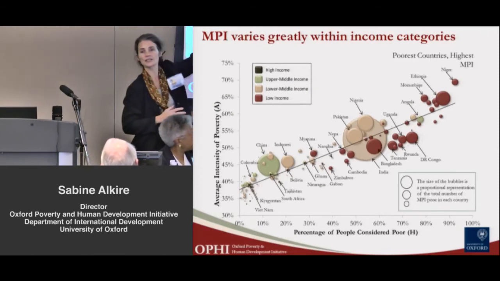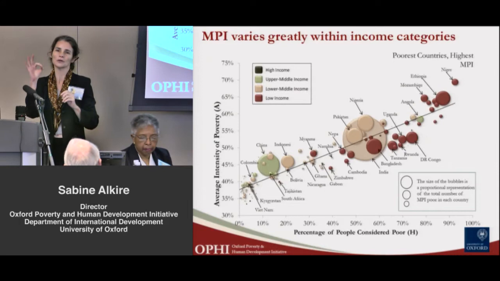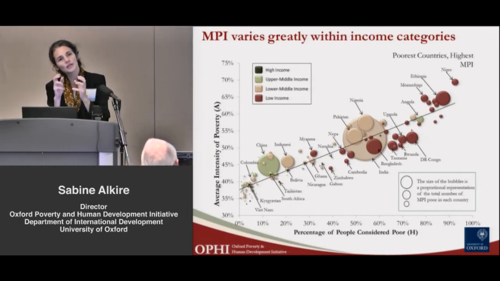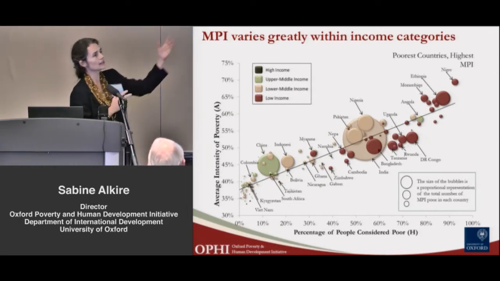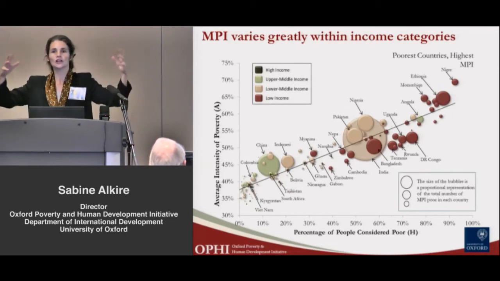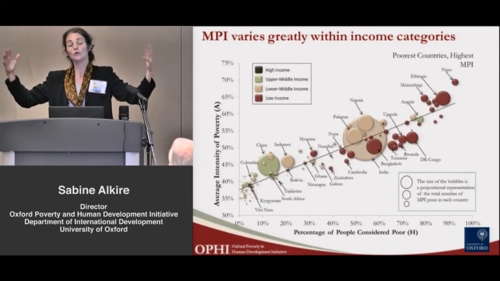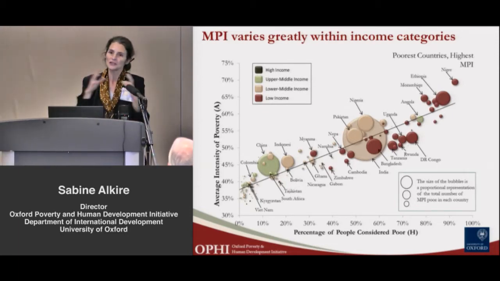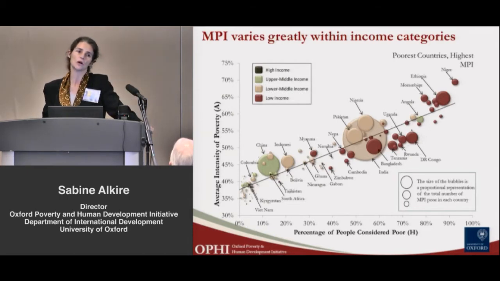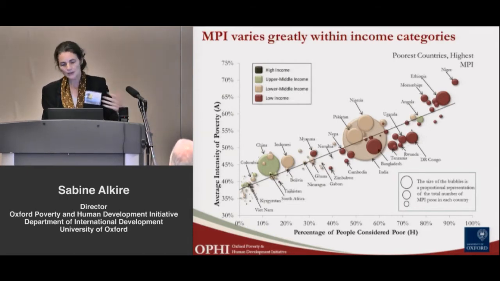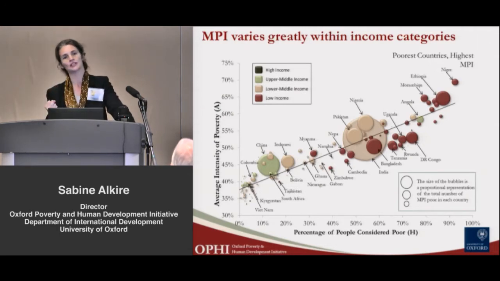So in the low incidence countries, every poor person is deprived in fewer indicators simultaneously than in the poorest countries, where not only are more people deprived, poor, but each poor person is deprived in more indicators at the same time. I'll be using these words again and again as we talk about reducing poverty, reducing intensity and headcount.